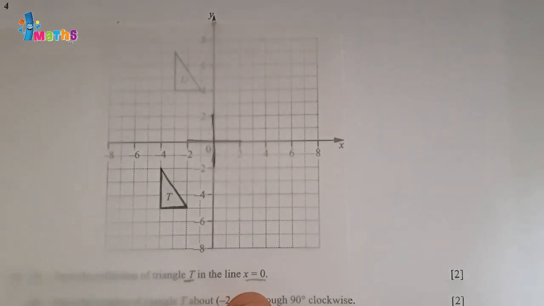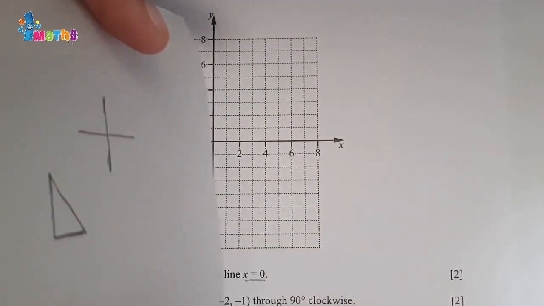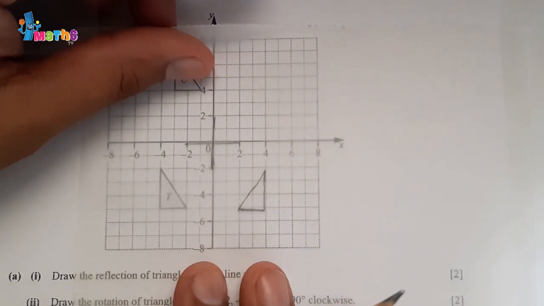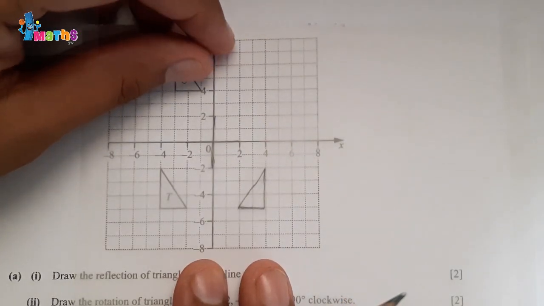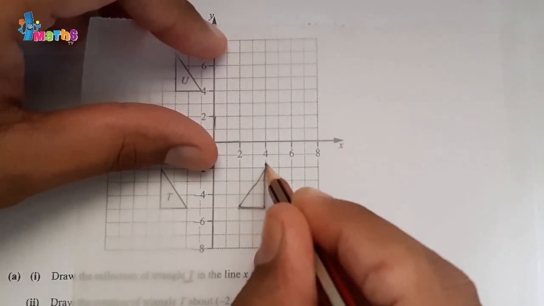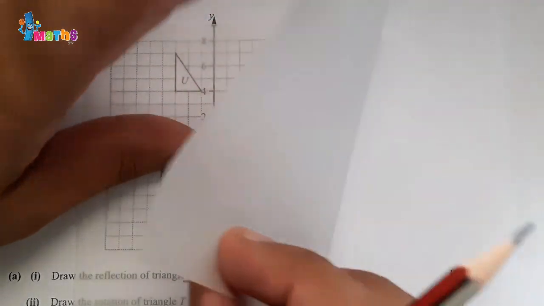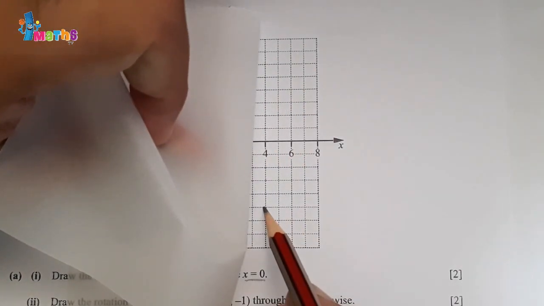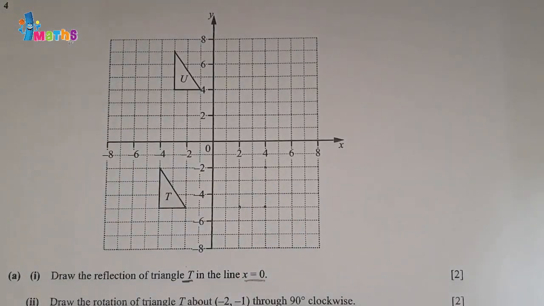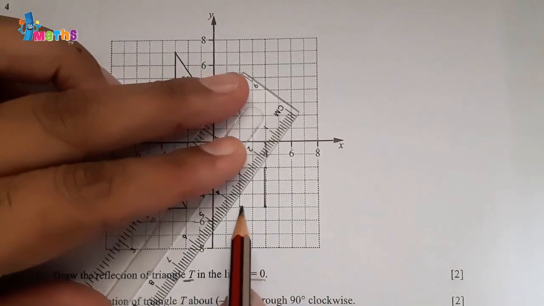So we will invert this one, so we can invert this like this one. So we are just changing the side of the tracing paper. So the new position will be this one. So we'll mark the points on the graph paper. So our points will be these three points. After marking, we can draw the triangle by the help of scale.